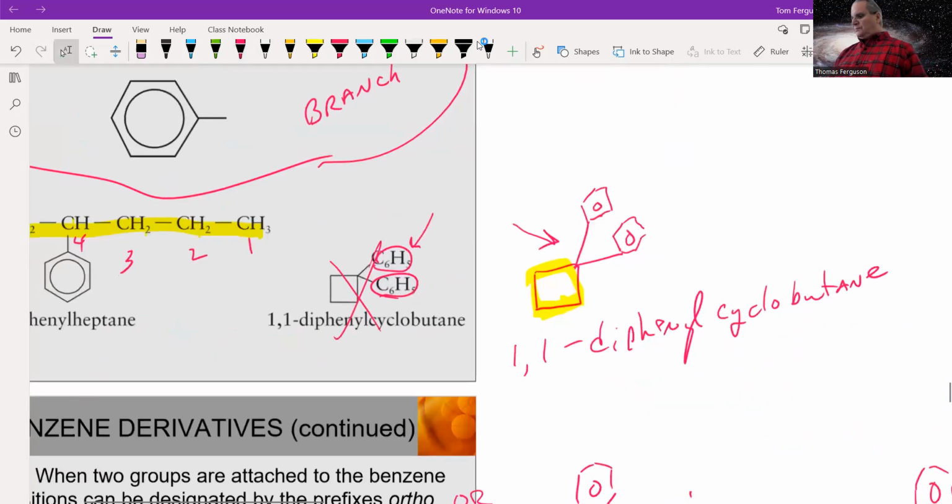So to name this would be, okay, it's a 4-membered cyclobutane. And it's got 2 branches on carbon number 1. So it's 1,1-diphenylcyclobutane.